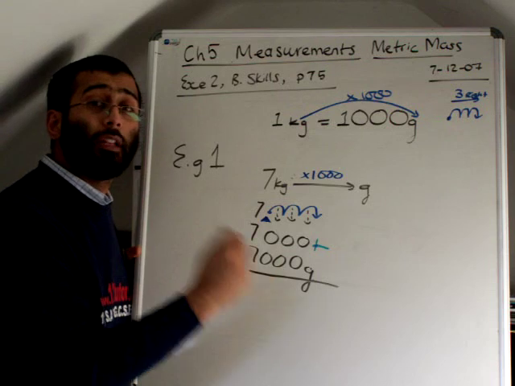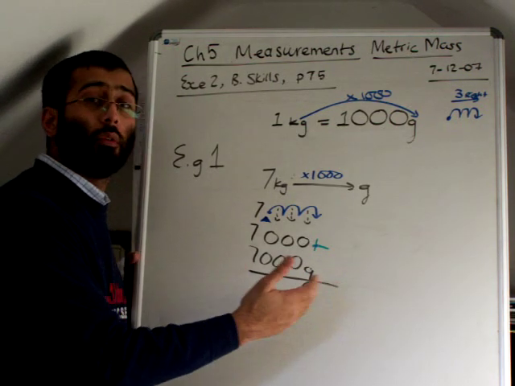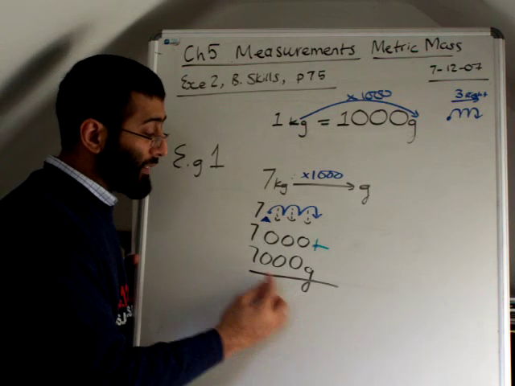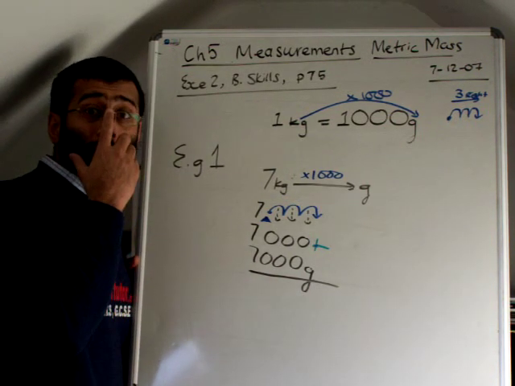And as we said, we don't need the point. We don't need to pronounce the point. We don't need to write the point at the end of a whole number. So the final answer is 7,000 grams. And that's the end of the first example.